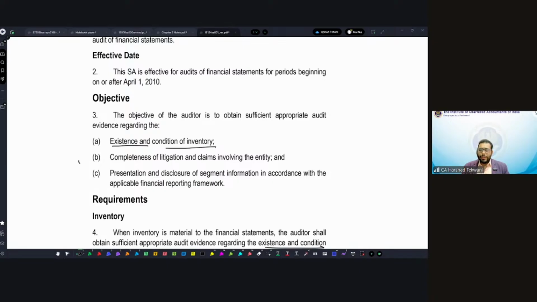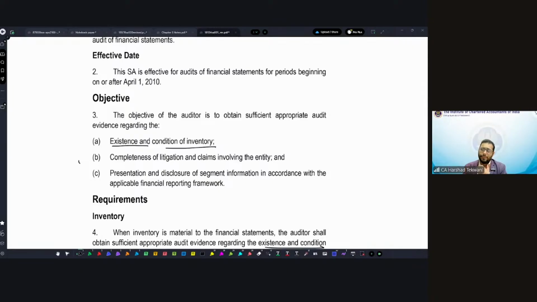So my question is only on the first point. We'll go one by one. By testing legal expense, how can you get comfort on the completeness of litigations and claims? Why will legal expense testing give you this comfort? Will testing legal expense give comfort on the completeness of legal expense? No, sir. I am talking about litigations and claims. How will it give you comfort?